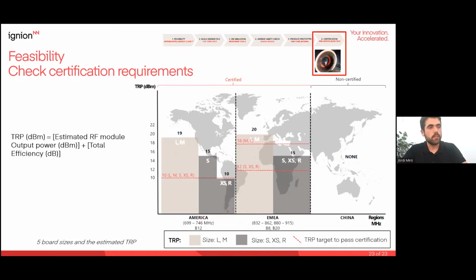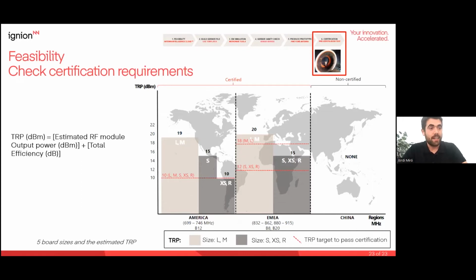There are no certification requirements for China and the rest of the regions, but it doesn't matter. Bear in mind that good antenna performance, meaning a good reflection coefficient and good total efficiency results, will save your battery life and will ensure that the communication is working.